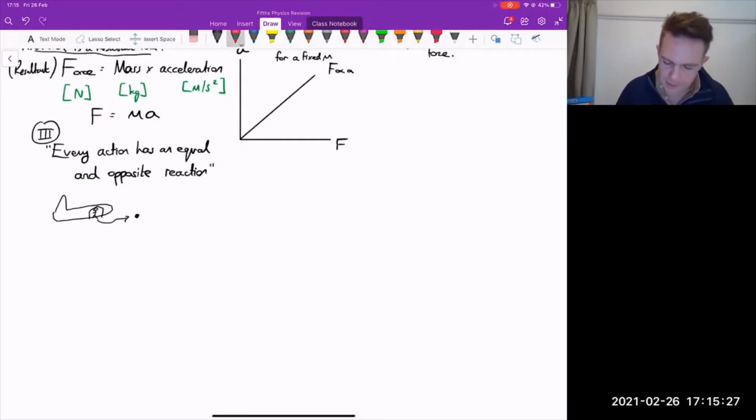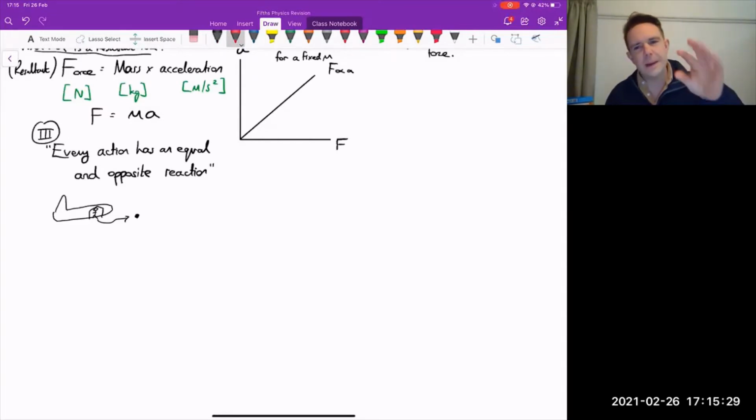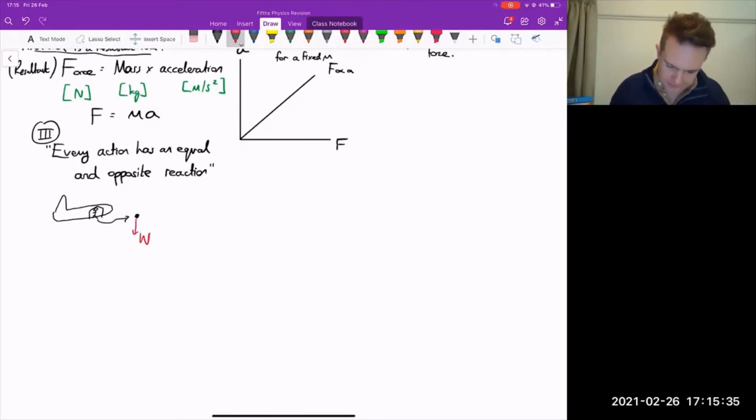So initially, they're not moving, are they? Imagine they just step out, or the hatch opens from underneath their feet. Only the weight is acting downwards. Unbalanced force. So the person will, and again, let's draw the graph underneath, shall we?